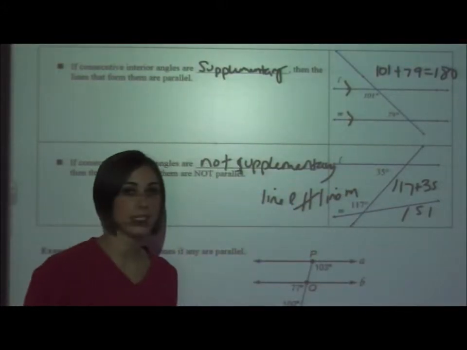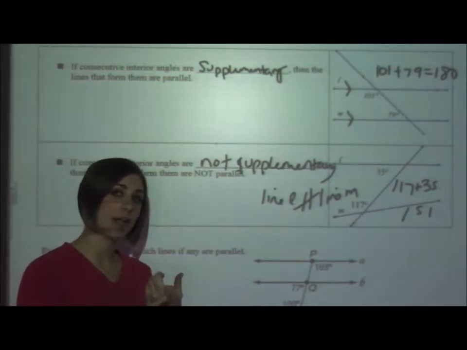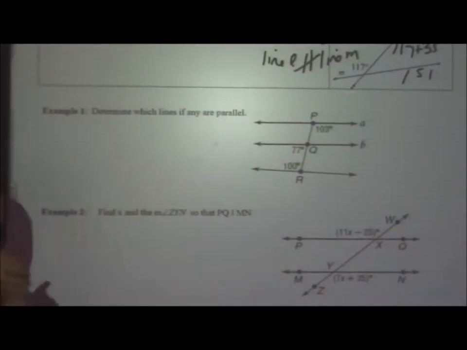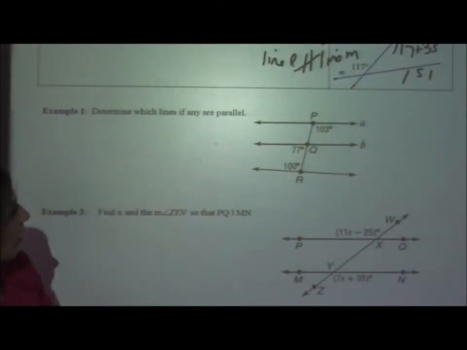So in order to do the next set of problems, you have to have a very strong foundation on the names of your angle relationships and what they're supposed to be. So our first example says, determine which two lines, if any, are parallel. And then I'll explain why.